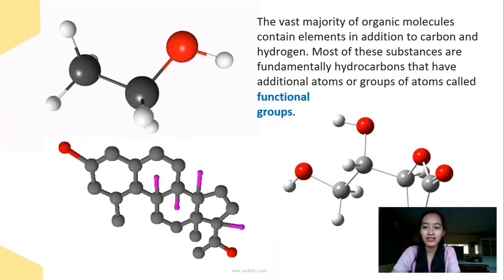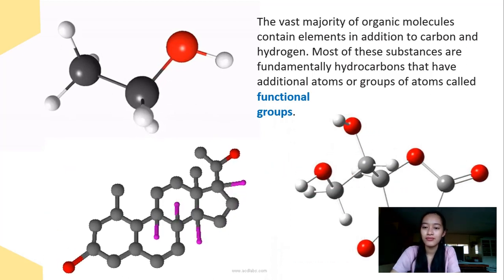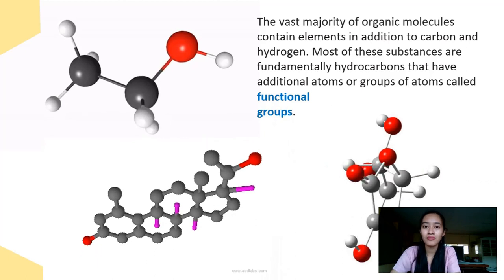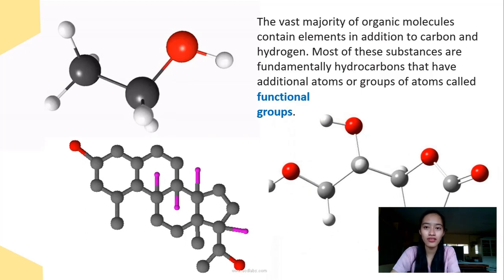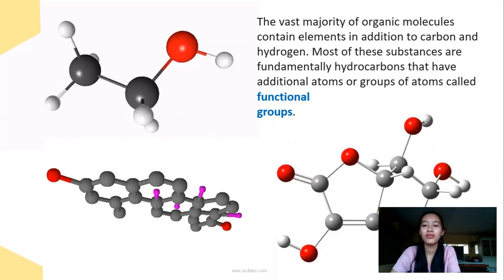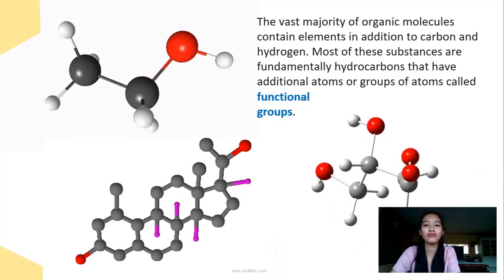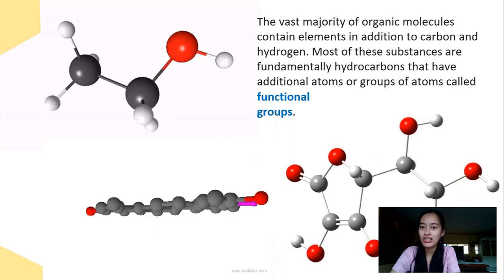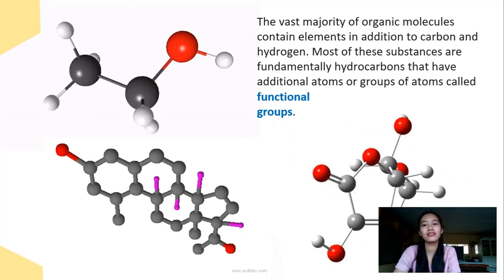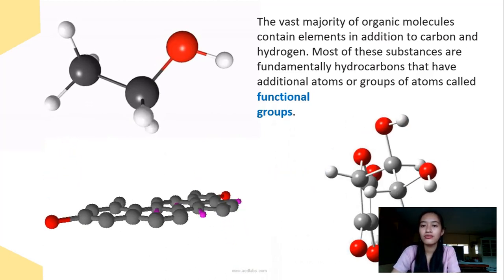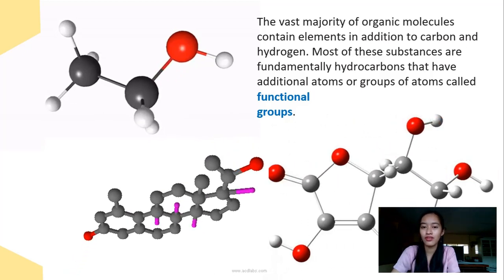So look at these slides again, as you have seen this previously in my other lessons. As you can see, the vast majority of organic molecules contain elements not just carbon and hydrogen. They also have other additions. Aside from carbon and hydrogen, they can have nitrogen, sulfur, more oxygen, and more carbons arranged in a different way. Okay, most of these substances are fundamentally hydrocarbons that have additional atoms or groups of atoms called functional groups.